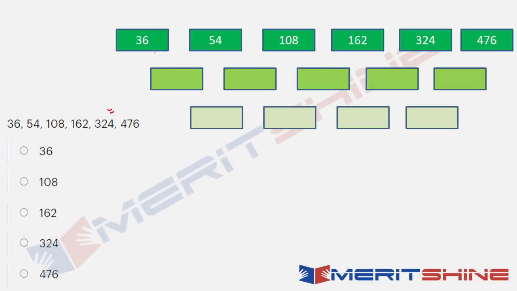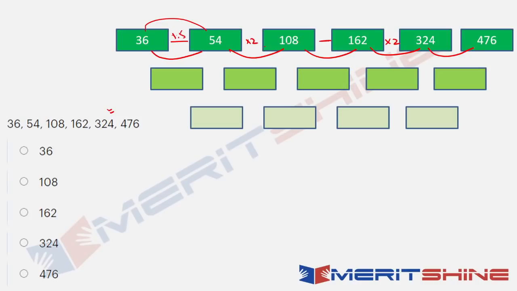What is happening here? 36, 54, 108, 162, 324, 476. Nothing comes directly to my mind here, but this immediately comes to my mind: 54 into 2. This again I'm not able to figure out quickly, but this I can quickly see now: 162 into 2. So I see there are two into 2's. Now this is forcing me to think what is the multiplicative factor between 36 and 54. It should be 1.5. 36 plus half of 36, which is 18.